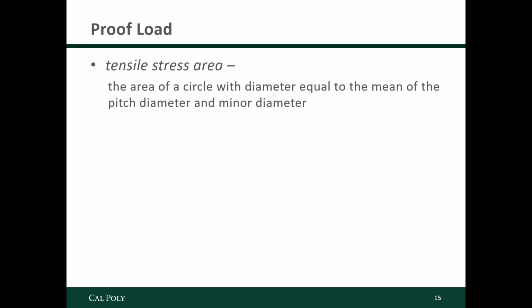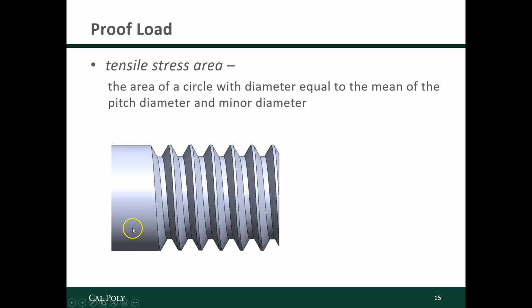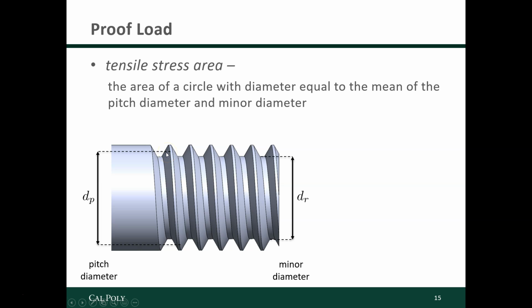We won't talk about what that is yet, but the next important parameter of a bolt is the tensile stress area. And that is the area of a circle that has a diameter equal to the mean of the pitch diameter, which we talked about before, and the minor diameter. So again, here's our screw thread, and we have the pitch diameter, which is that theoretical diameter at which the thickness of the thread is 1/2 of the pitch, and the minor diameter is the diameter of the roots of the threads. So the tensile stress area is the area of a circle with diameter equal to the mean of these two. So it's not the same as the mean diameter.